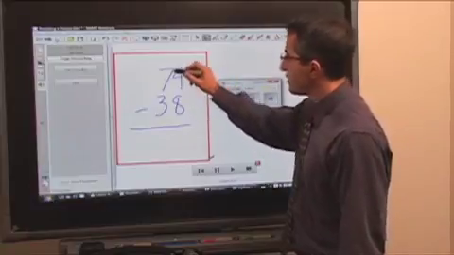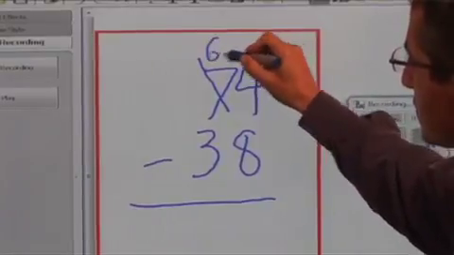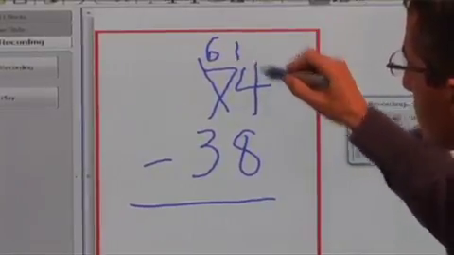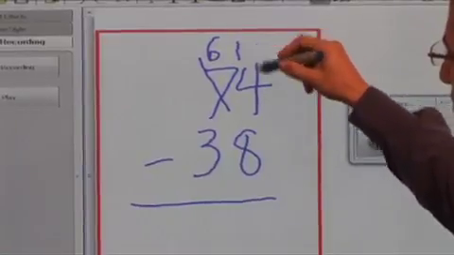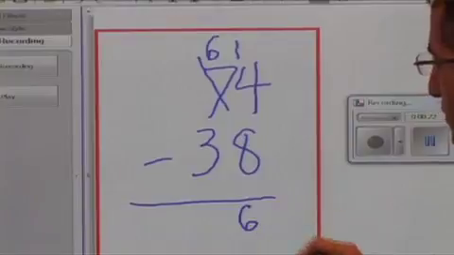I cannot subtract these. So I'll need to borrow from the tens place. The 7 turns into 6, and I'm going to bring the 1 over here. So this is now 14. I can subtract 8 from 14, which results in 6.